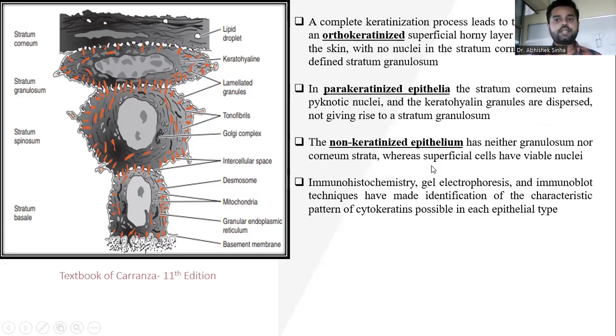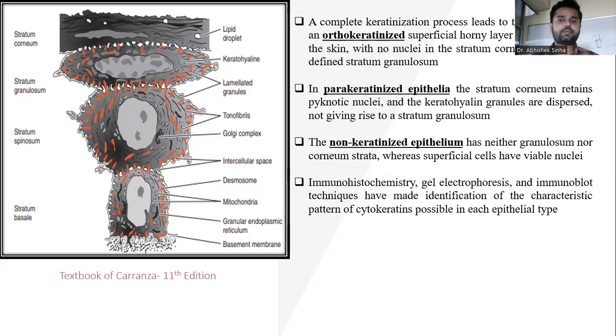A complete keratinization process leads to the production of orthokeratinized superficial horny layer similar to that of the skin, with no nuclei in the stratum corneum and a well-defined stratum granulosum. So when a complete keratinization takes place, it leads to the production of orthokeratinized layer.